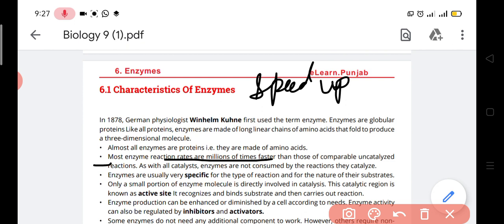So the enzyme is speeding up the reaction millions of times faster as compared to the reaction which does not contain the enzymes.